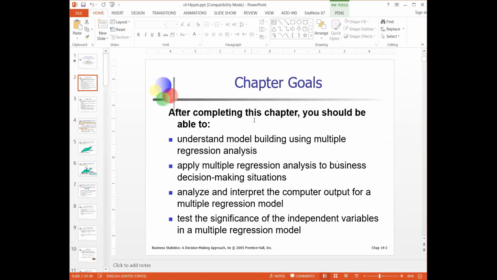What are the expected aims or goals we will achieve in this chapter? You will be able to make a multiple regression model. You will be able to interpret it, that is, how more than one variable is handled. You will be able to understand how it can be used in business decision making. You will be able to interpret the output from Excel or R, which we will do separately. And then you will check the significance, that is, whether the model is significantly making a difference or not.